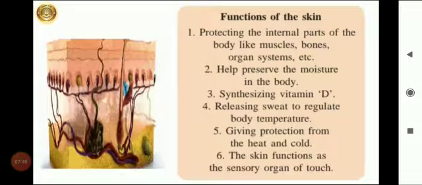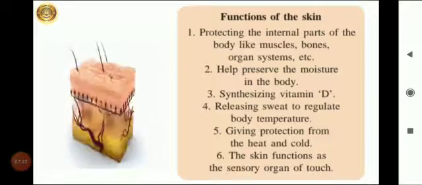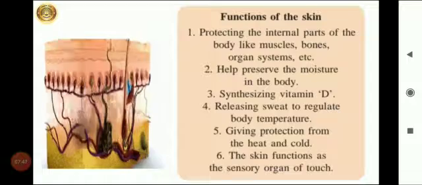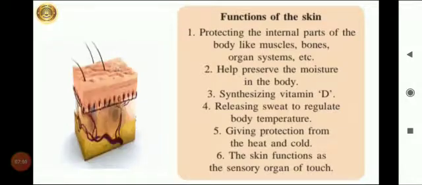Fourth, releasing sweat to regulate body temperature. Sweat glands in skin release sweat. It helps the body to eliminate salts and minerals and maintains body temperature.